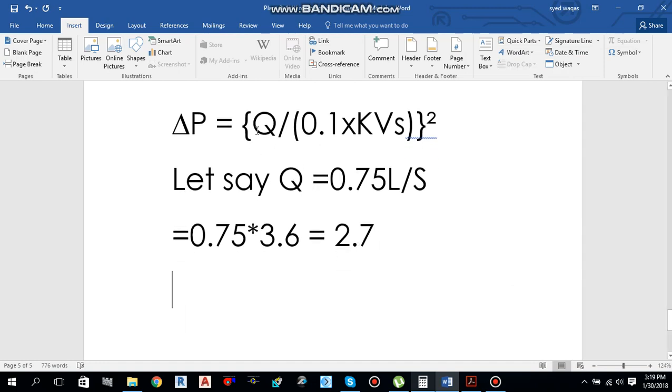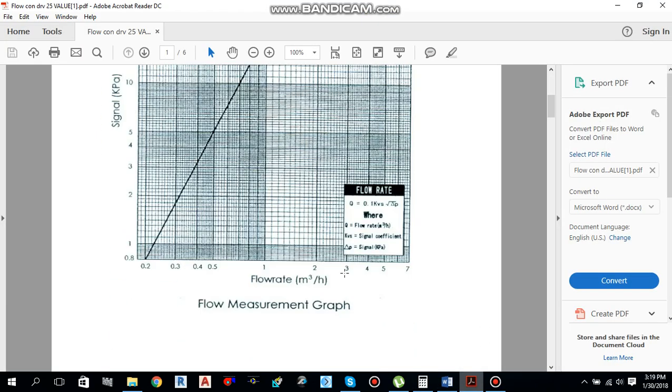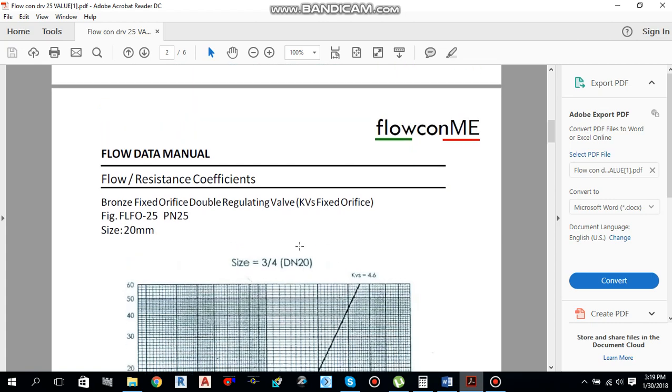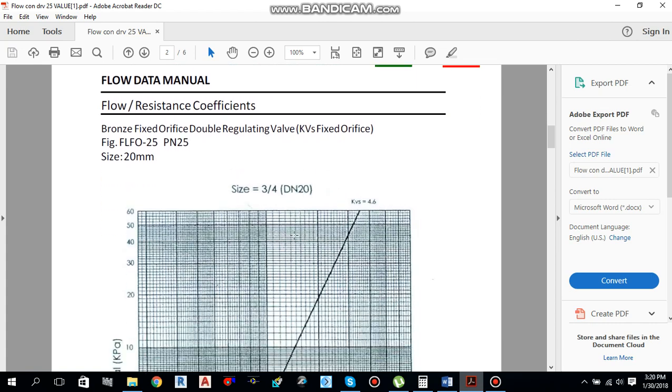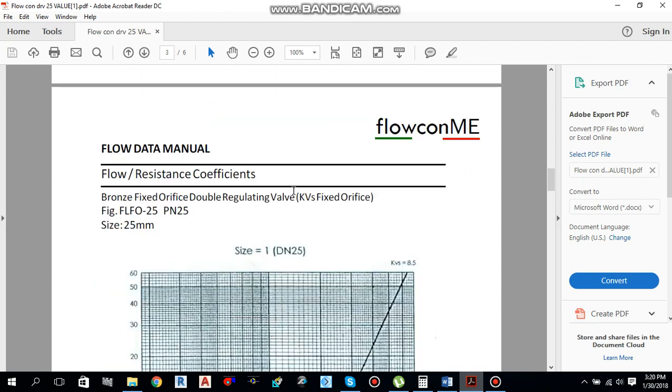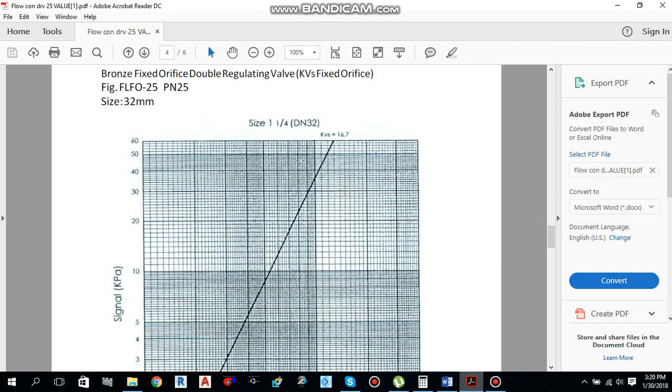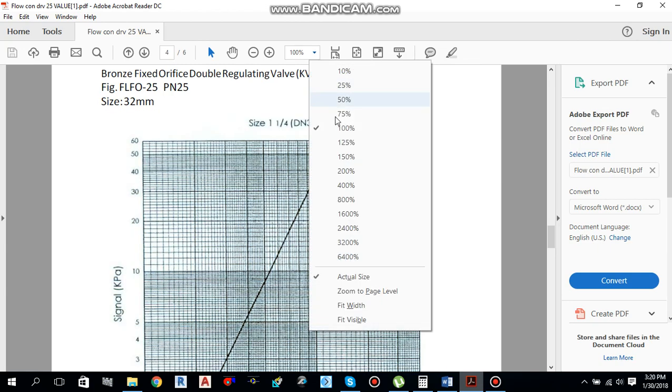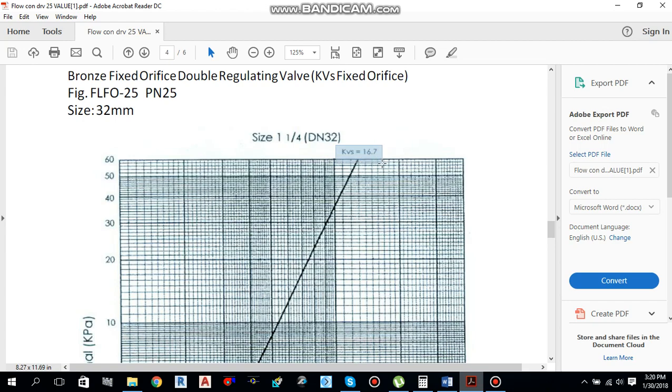If we put the values into this formula, but before putting the values, we should check the KVS from the supplier data sheets. As you can see, this is the chart for double regulating valves of different sizes. This is for half inch, this is for 3/4 inch DN20, this is for 1 inch DN25, and this is for 1 1/4 inch DN32. So let's say we have a pipe size of 1 1/4 inch DN32. What is the KVS for 1 1/4 inch? It is 16.7.